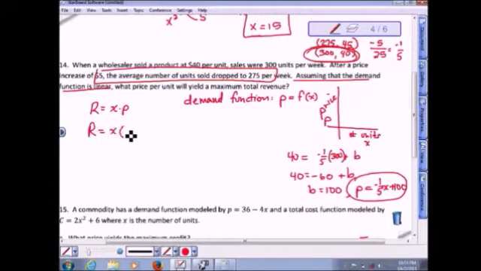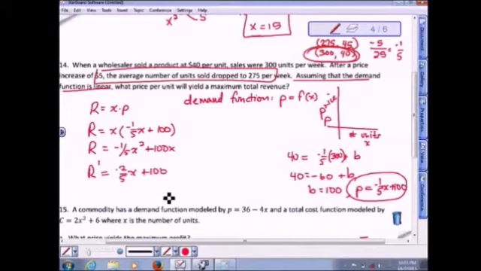Now that we know p, we can plug that in here to find the revenue function. So revenue is equal to x times negative 1/5 x plus 100, which is negative 1/5 x squared plus 100x. Now the derivative is equal to negative 2/5 x plus 100. If we set that equal to 0, I'm going to add this term to the other side, and end up with that.